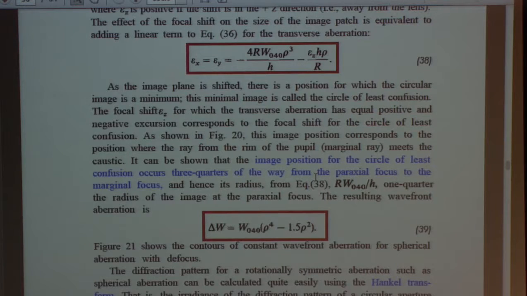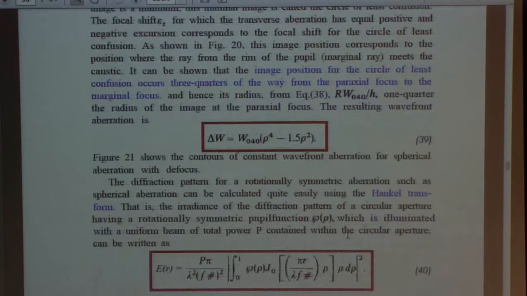And again, as part of the homework problem, you can show that this happens when delta W is equal to W040 times rho to the 4th, and then we're going to subtract, for every wave of spherical, 1.5 waves of defocus to get to the minimum. If you take the derivatives here, then you'll find out that this will end up being the minimum, I'll say the minimum maximum slope, minimum blur size. So rho to the 4th minus 1.5 rho squared.